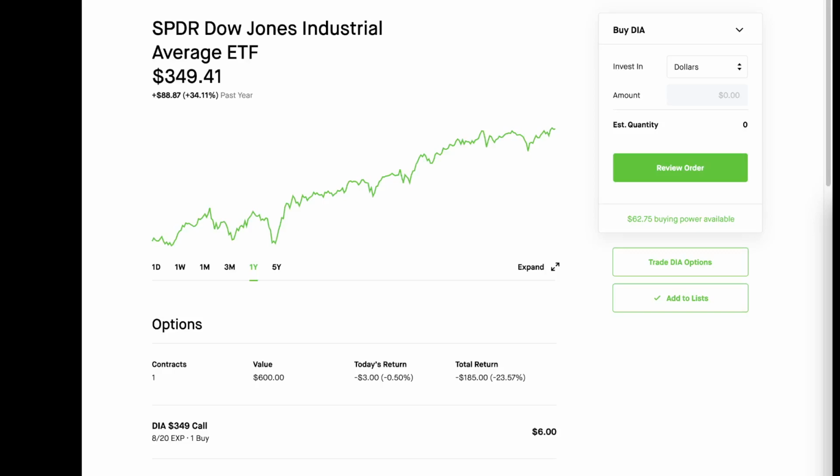Okay, three ETFs that you can trade options on. And these ETFs are trending right now. They've been going up for the last 5 years. They did drop during the coronavirus, but they have rebounded. And the first one that I'm going to talk about is ticker symbol DIA.